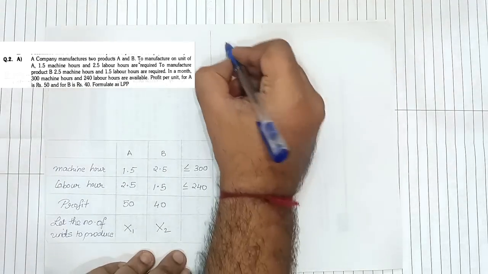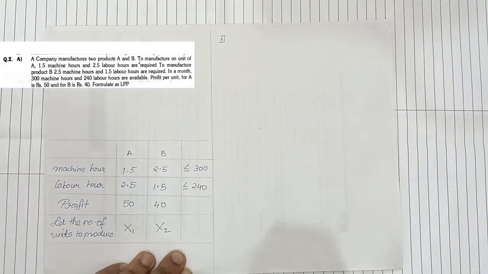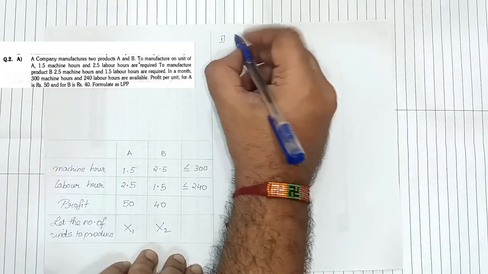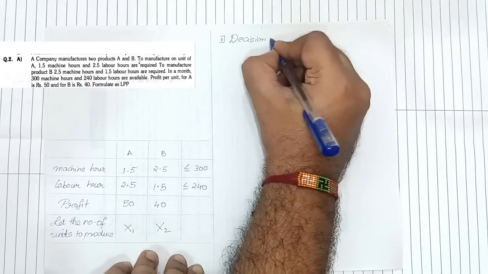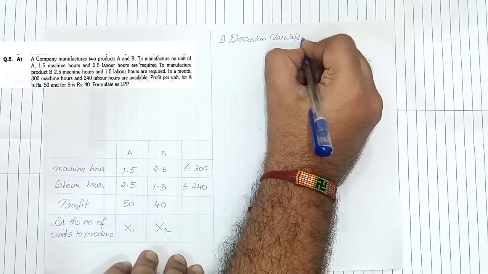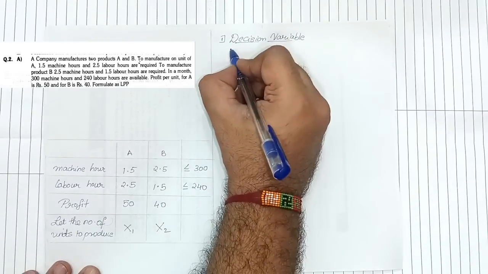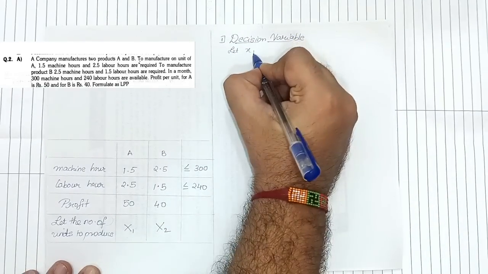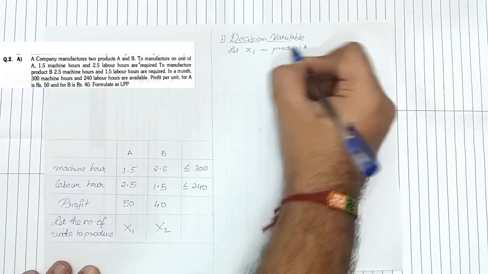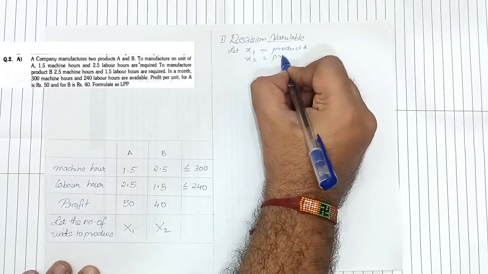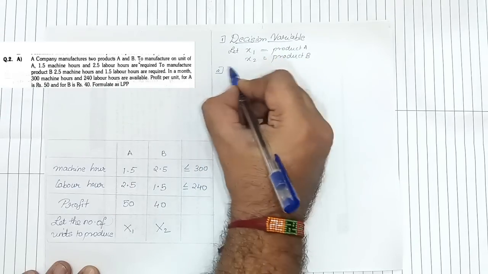Okay, so we will start with number 1. First is always the decision variable. The first heading we'll always have to note down is decision variable. So I'll write here decision variable. In the decision variable, we have to first put it in variable form. So we'll say let x1 equals product A and x2 equals product B.